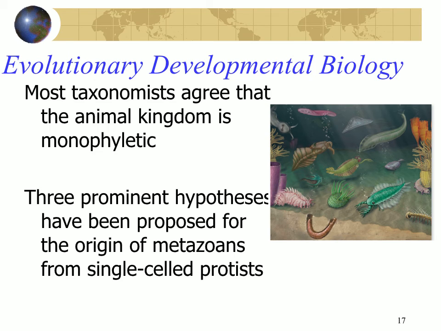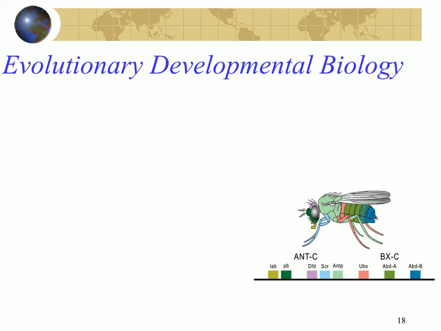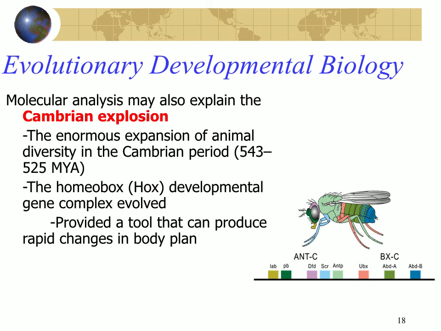Most taxonomists agree the animal kingdom is probably monophyletic. There are a bunch of theories for this, and saying that they may have come from single-celled protists, but we really don't know. What we do know is that the great diversity of animals appeared during the Cambrian period. All the major groups appeared during this time, about 540 to 525 million years ago.